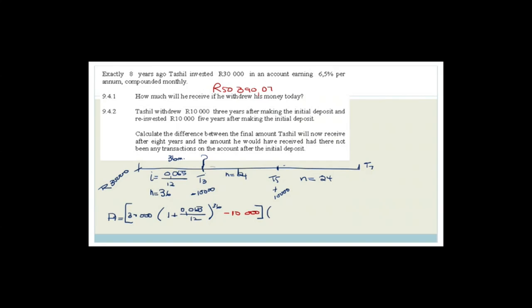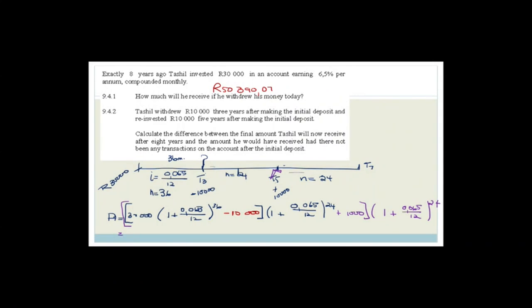Now for the next 24 months, we've got 1 plus 0,065 over 12, to the power of 24. Now all of this, and now we're going to add 10,000 rand. That there is the principal at this point, because we're adding 10,000. And now we need to multiply that by 1 plus i, which is 0,065 all over 12, all to the power of 24 again. Sure, what a big sum.